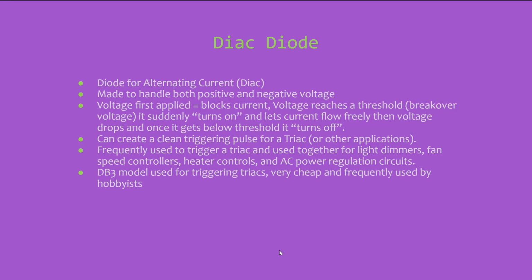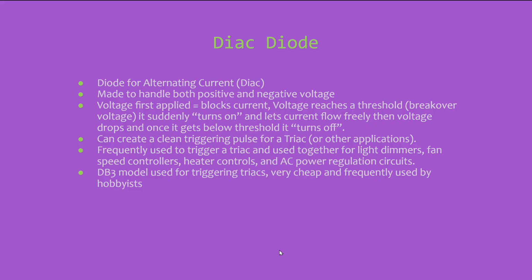Then we come into a diac. Well, this is just a diode for alternating current. It's made to handle both the positive and the negative voltage of AC. Sometimes it's grouped with triacs and such, but it is technically a diode because it has two terminals. Voltage is first applied, it blocks current, it reaches a threshold. Notice the breakover current, it suddenly turns on and lets current flow at that point. The voltage drops, and once it gets down below a certain threshold, it turns off.